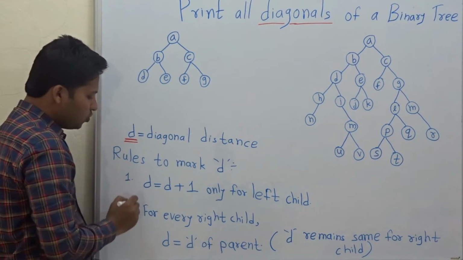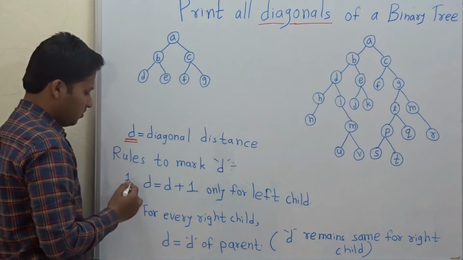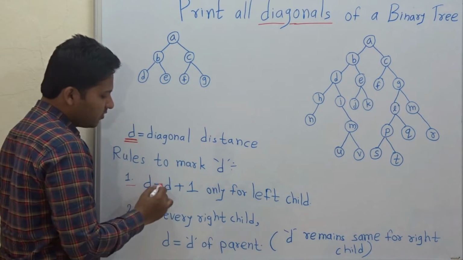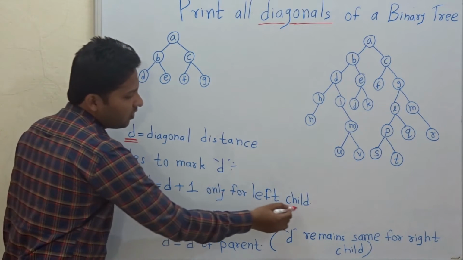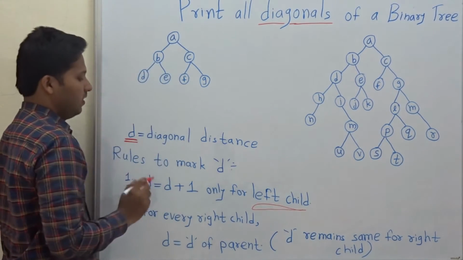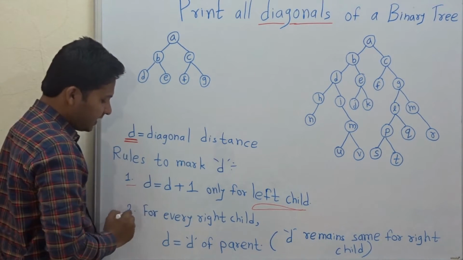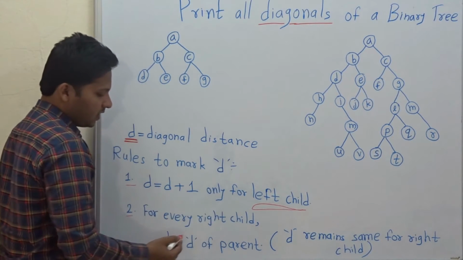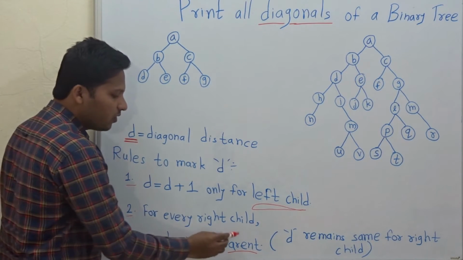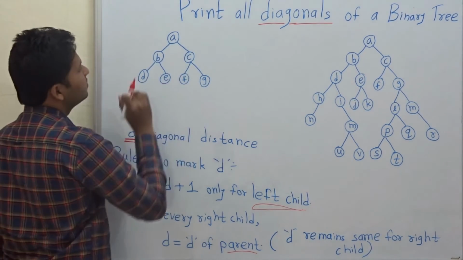And here are two rules for marking the diagonal distance. The first rule is D increments by 1, that is D is equal to D plus 1, only for left child. So only for the left child in the binary tree, the diagonal distance increments by 1. And the second rule is for every right child, D remains the same as the parent. So D is equal to D of parent for every right child. Let's see how to apply these rules.